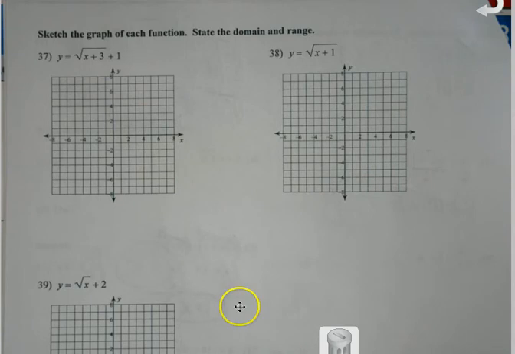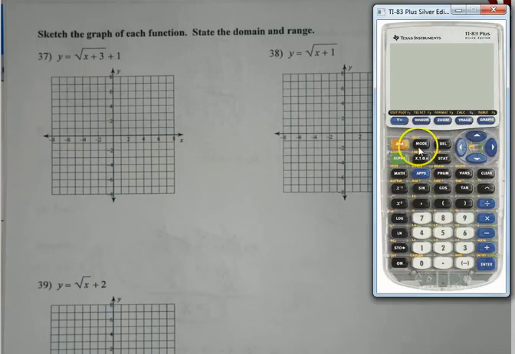I'm going to do, which ones? Let's see. Do a couple of these with you. All right, first, let's see here.